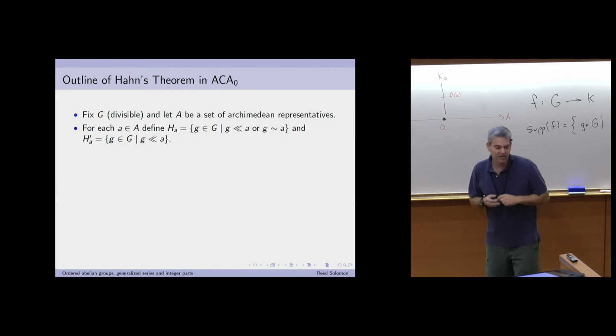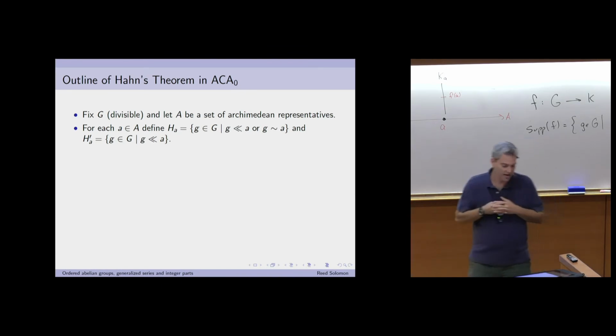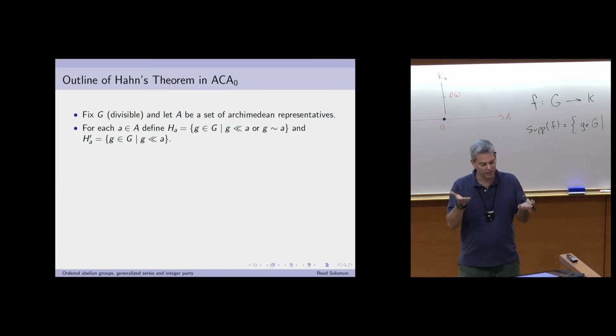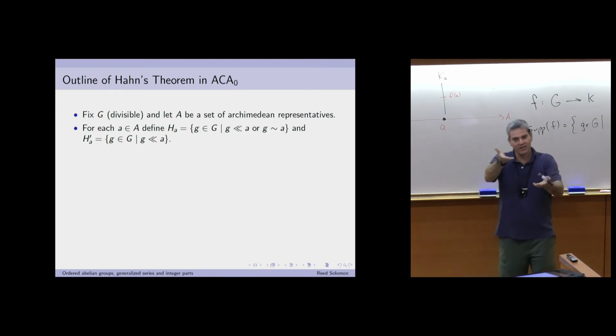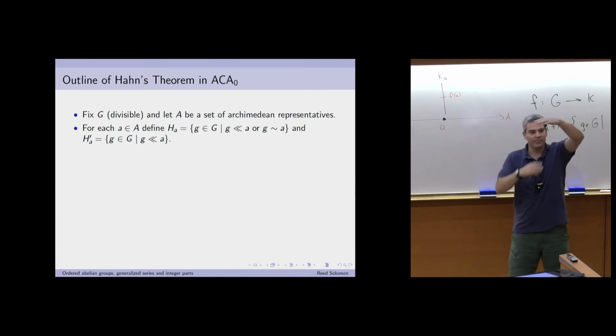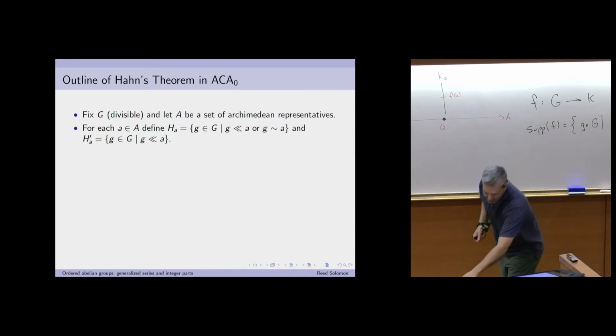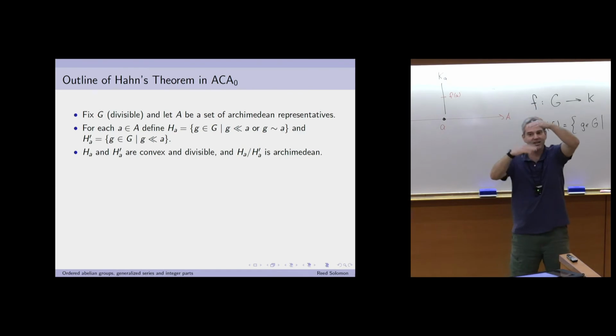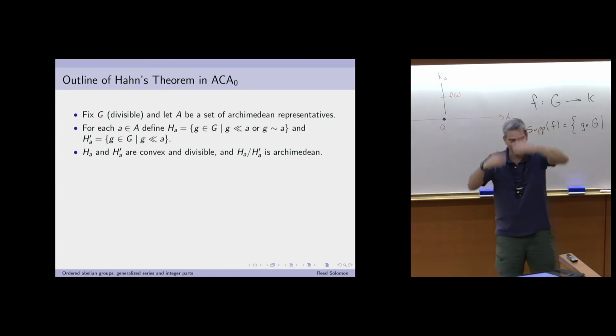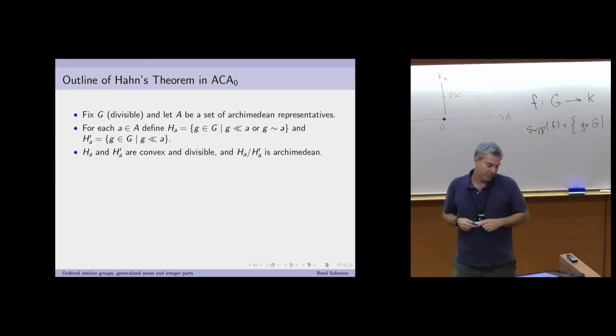For each element from the set of Archimedean representatives, we look at two subgroups. The subgroup of elements that are Archimedean less than or equal to A, and the subgroup where they're strictly less than A, right? What do we do with that? We take a quotient, right? That looks just like the residue field construction, right? So once we've picked the Archimedean representatives in each Archimedean class, we can do something that looks just like the residue field bit.